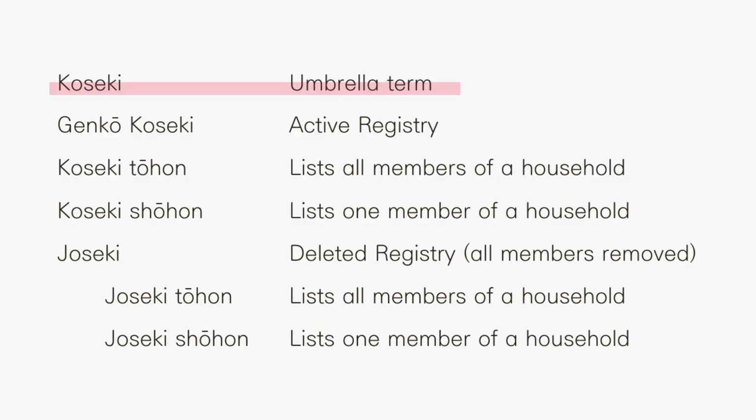Okay, let's take a moment to summarize what we've talked about so far. Koseki is an umbrella term for the Japanese family registry. Genko koseki are active koseki, which have at least one person listed on them. A koseki tohon is the full document which lists all family members, and a koseki shohon lists only one person's information. When all members are removed from a koseki, it becomes a joseki or deleted registry. A joseki tohon includes all members, and a joseki shohon lists only one person.